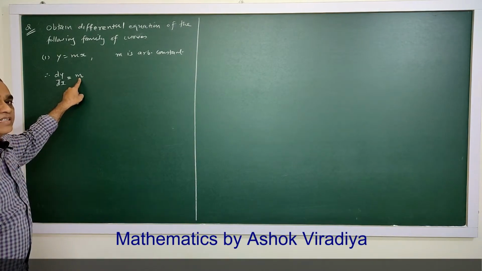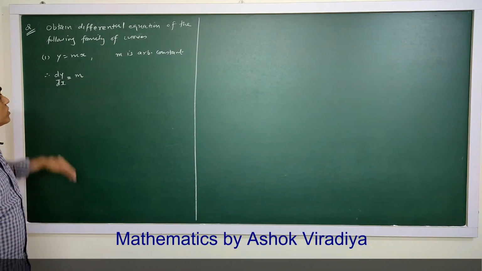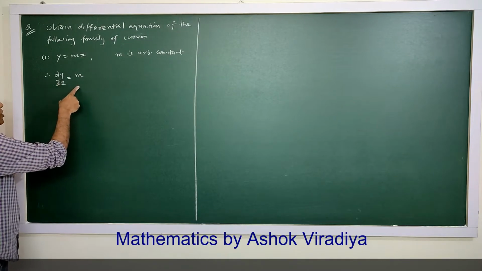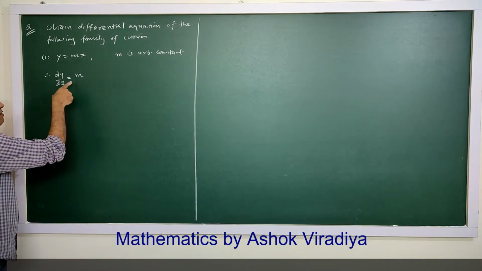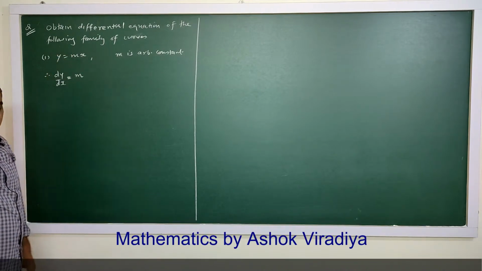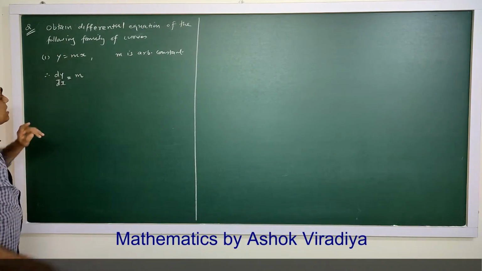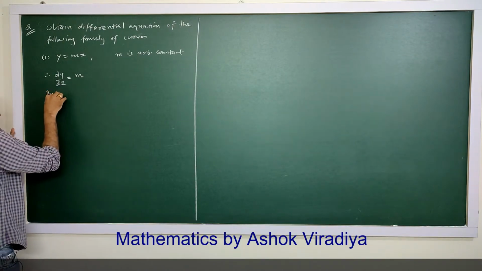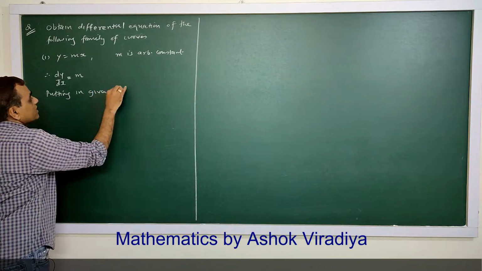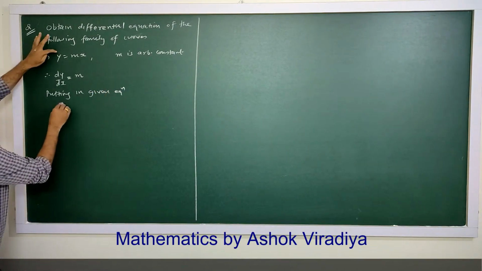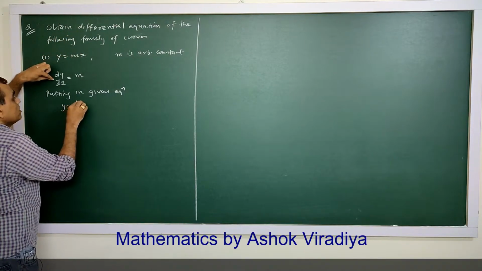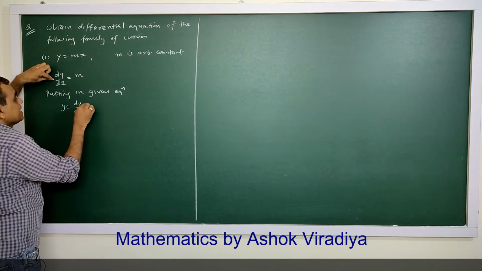To eliminate this m, we can use the given value. So what we do is, from this equation we put the value of m in the given equation. The given equation is y equal to mx. So put m equal to dy by dx, into x.